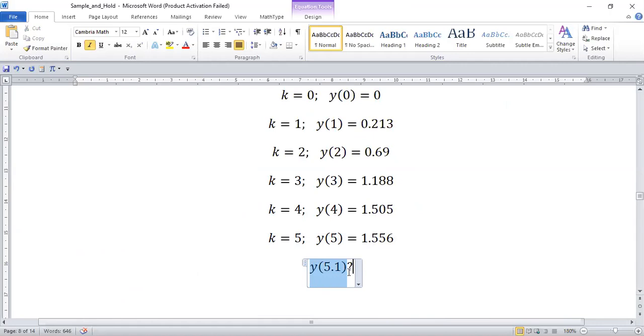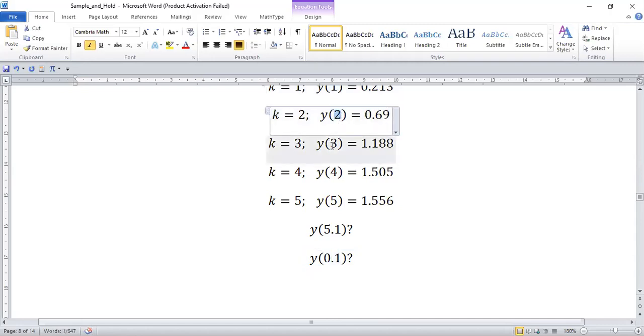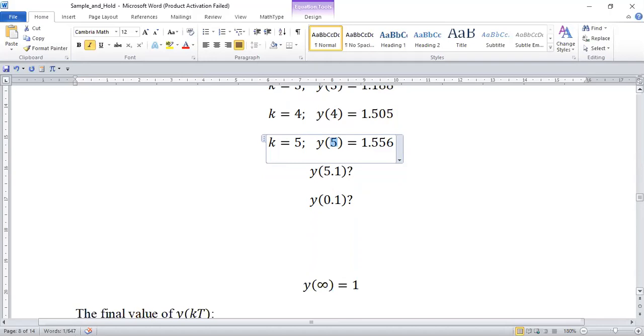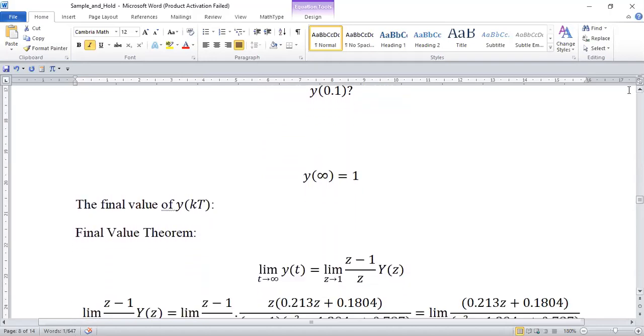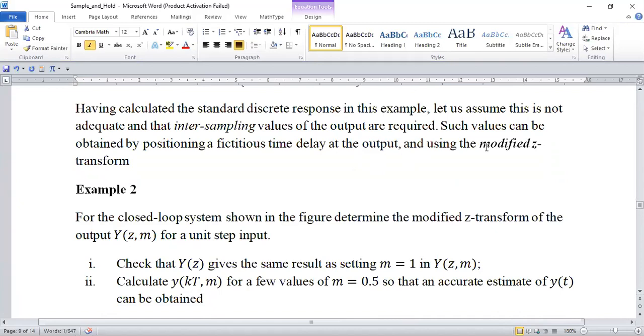The modified Z transform allows us to get the value of the output at intersampling times, because with the normal Z transform, you can only get the output at k equal to 1, 2, 3, integer values. But the modified Z transform allows us to get the output at intersampling time. So now you are dealing with real numbers with decimal points. That's what we call the modified Z transform.